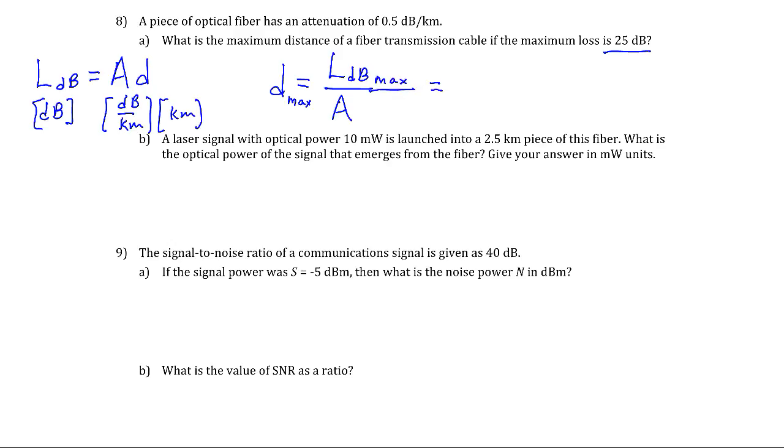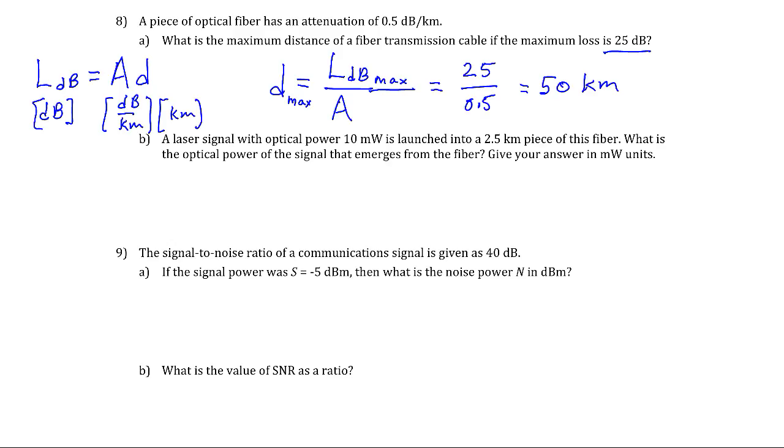And I'm going to have 25 over 0.5, or a maximum of 50 kilometers. Okay, and this is a typical loss for optical fiber. Very low losses typically, so we can go a 50 kilometer run and still have just 25 dB loss.